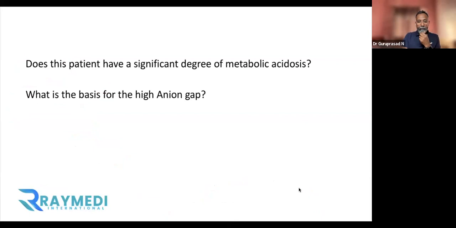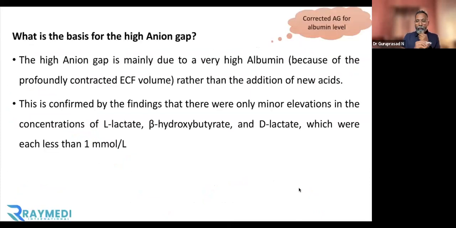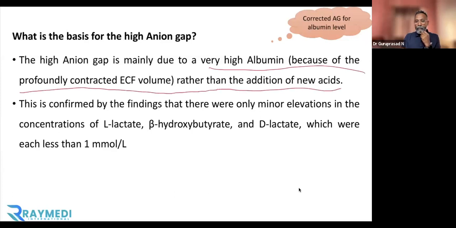So does this patient have significant metabolic acidosis? The answer is no. But why is the anion gap high? If one uses the definition of metabolic acidemia that relies solely on pH and bicarb, the answer is no. But what is the basis of the high anion gap here? The high anion gap is mainly due to very high albumin because of the contracted extracellular volume rather than the addition of new acids. This is confirmed by the finding that there was only minor elevation in the concentration of either lactate or ketone bodies or the D-lactate, which was less than 1 millimole.